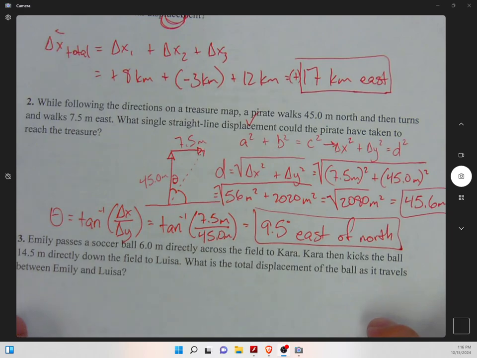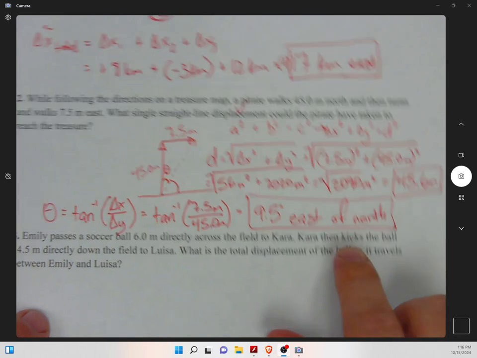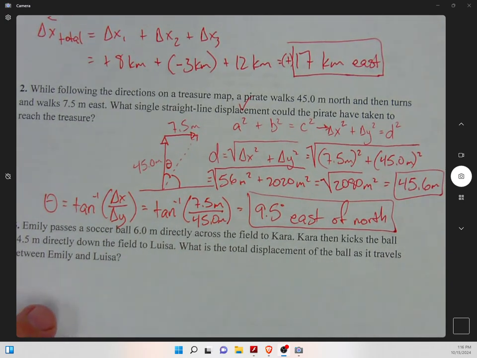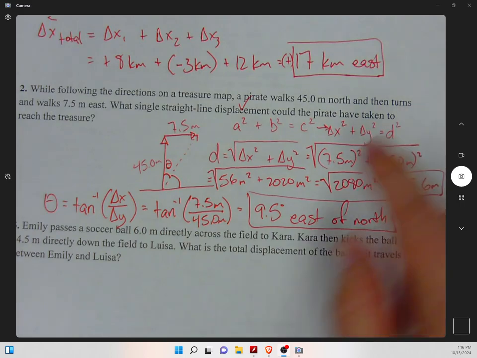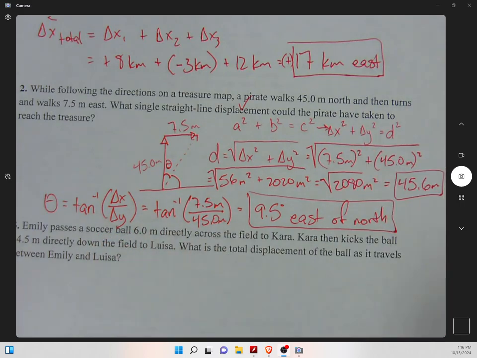But you have to be consistent with your own designation right there. That's the trick. So again, Pythagorean theorem for the magnitude, and then inverse tangent for your direction.